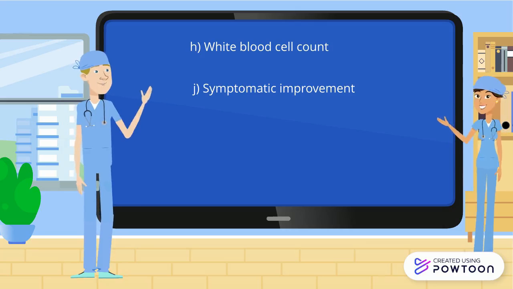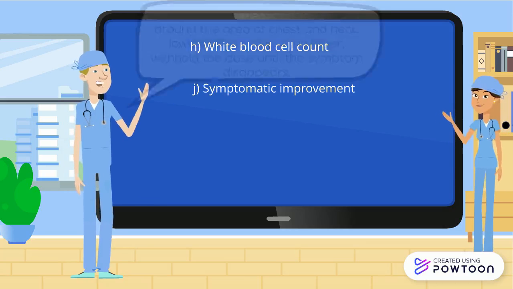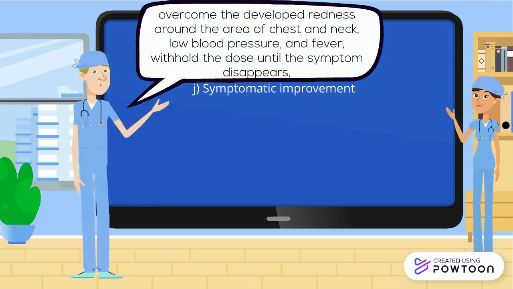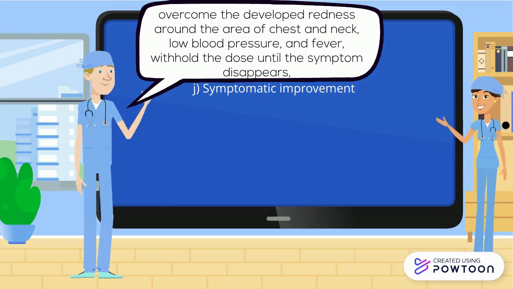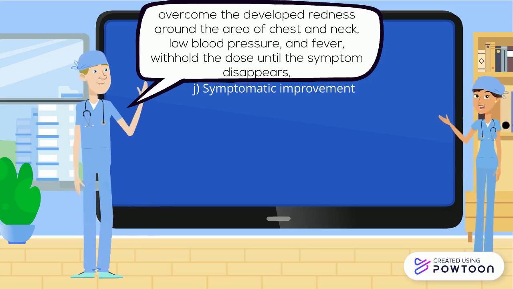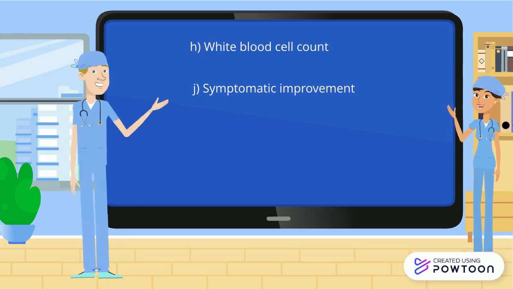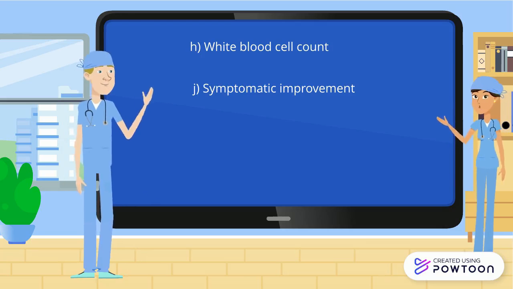For the short-term therapy plan, firstly, we will need to overcome the developed redness around the area of the chest and the neck, the low blood pressure and fever. We will need to withhold the dose until the symptoms disappear. Then we will continue with the vancomycin regimen with an appropriate administration rate, which is below 15 mg per minute.